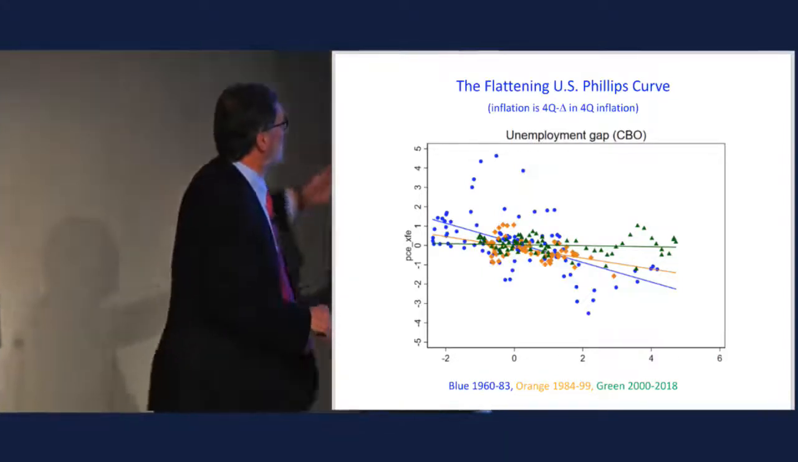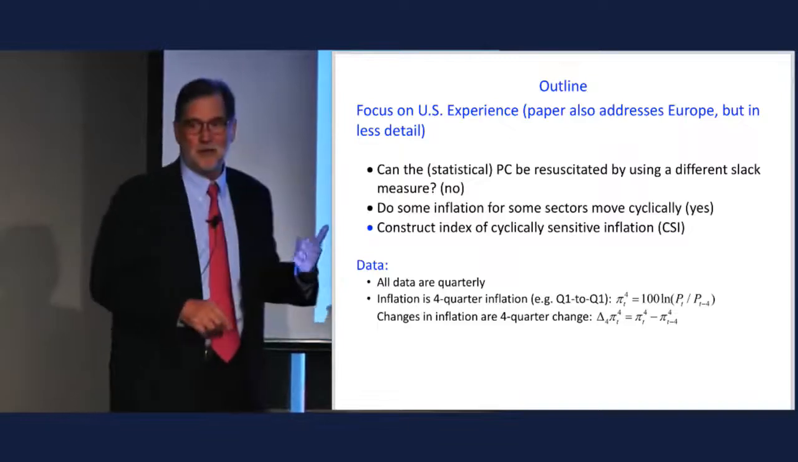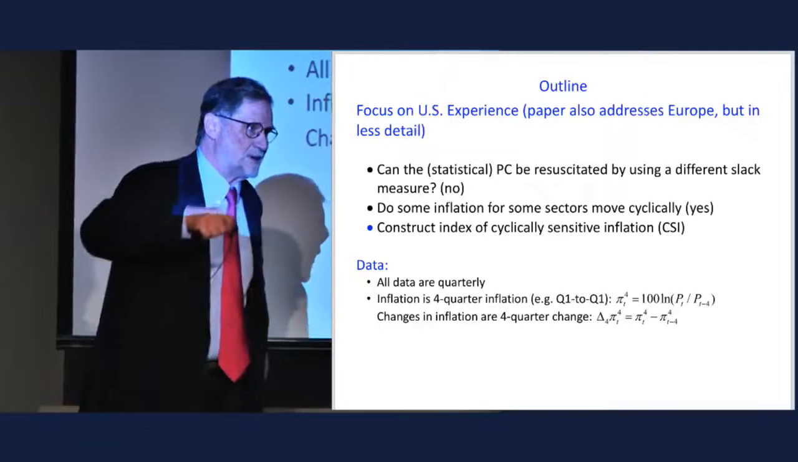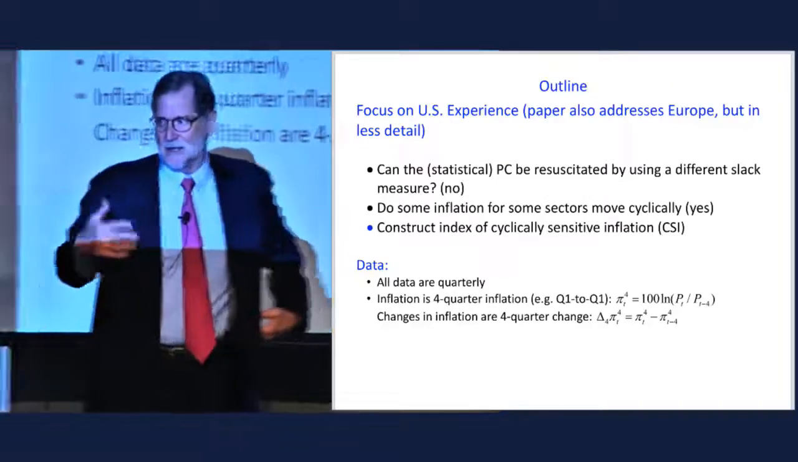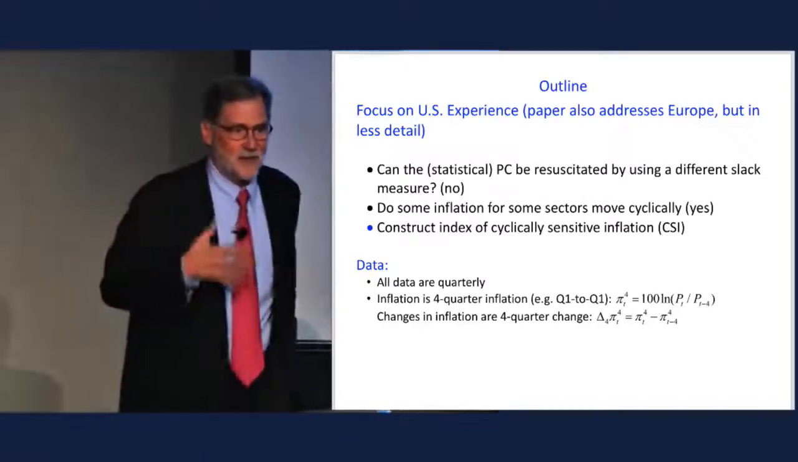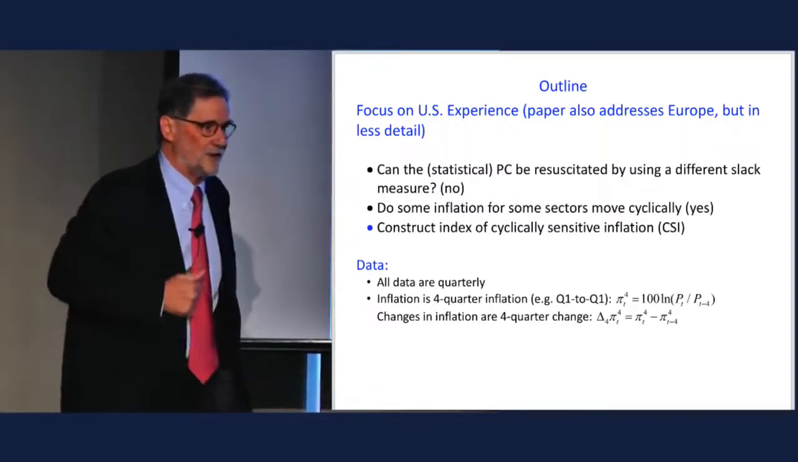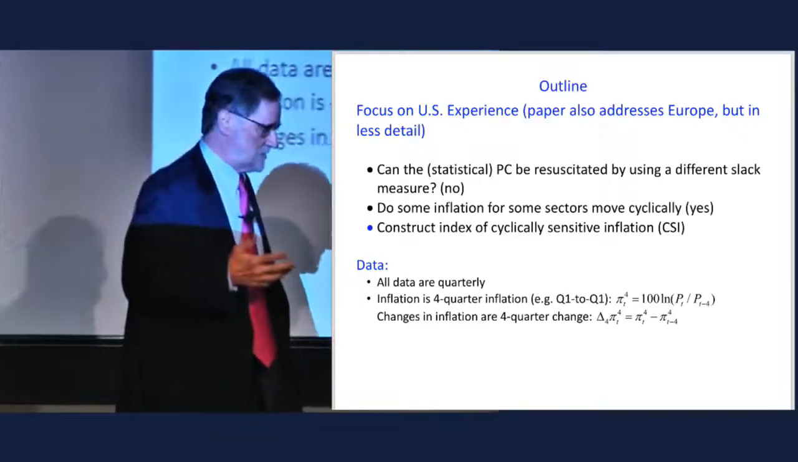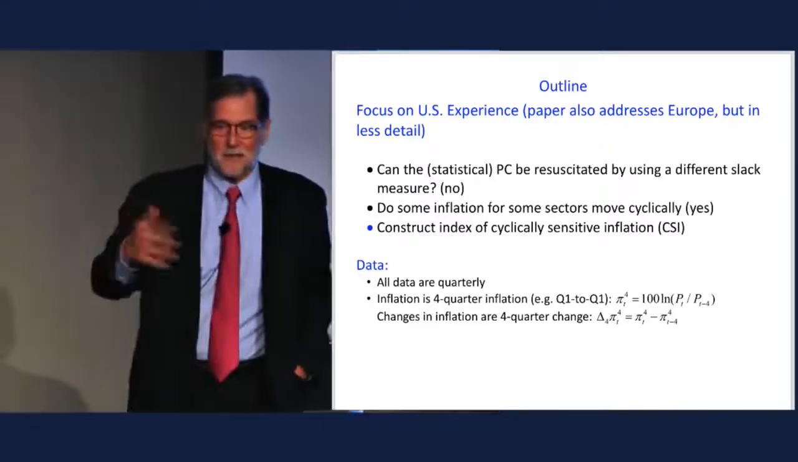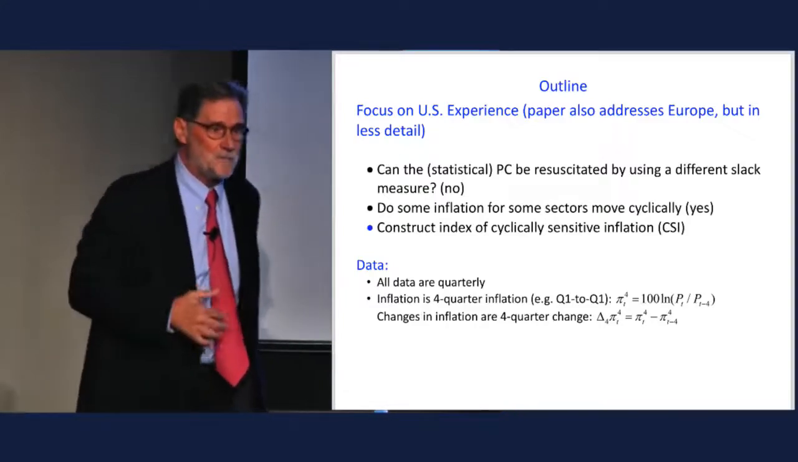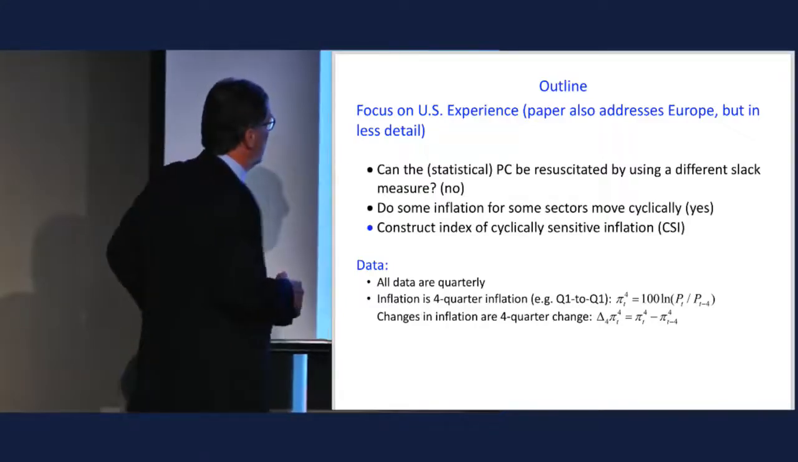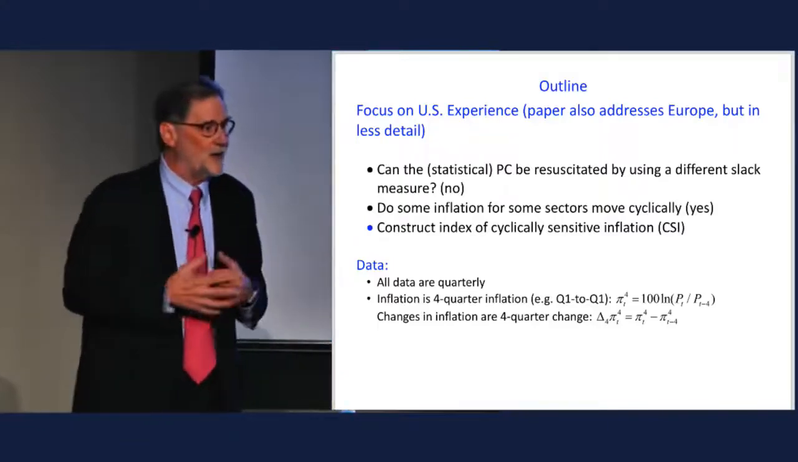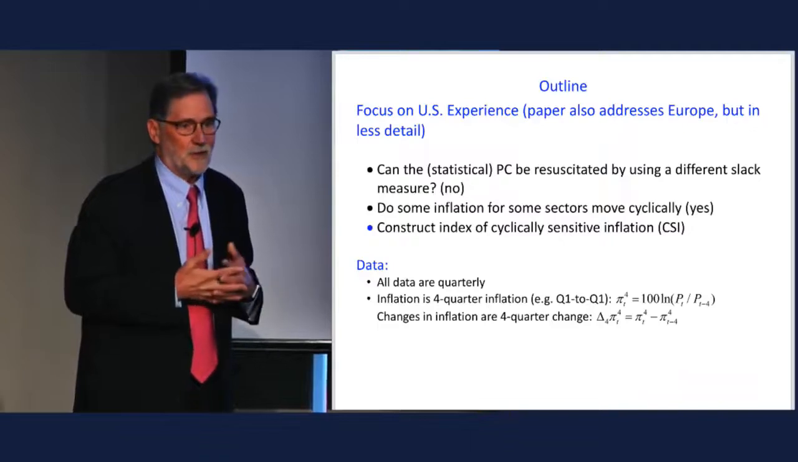Okay, so that's what this says. And the way we're going to change the y-axis, the way we're going to change inflation, is we're going to look at different sectors of the PCE. So we're going to look at the price of shirts and shoes, and gasoline, and housing services, and medical services. We can look at each of those separately and see if there are some sectors, some components of the PCE, that are more cyclically sensitive, more stably highly correlated with the slack measure than others.